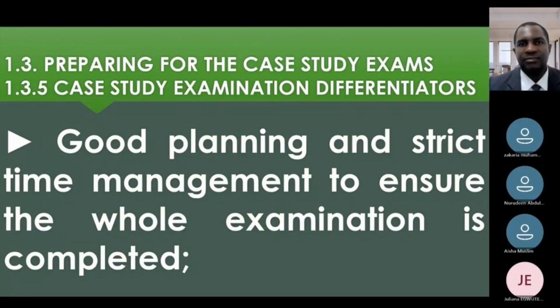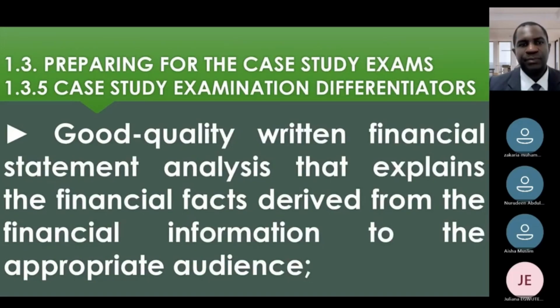Most of the time, people have time for requirement 1 and overflog requirement 1, and they ignore requirement 2 because of time. So please, good planning and strict time management, by practicing, writing it by yourself, and doing mock exams, will help you very, very much.